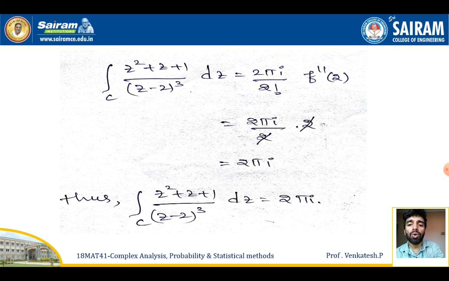So the integration over the region C, z square plus z plus 1 divided by z minus 2 whole cube dz, will be equal to 2 pi i by 2 factorial times f double dash of 2. On simplification, we'll get 2 pi i. So the final solution is the integration over the region C, z square plus z plus 1 divided by z minus 2 whole cube dz, is equal to 2 pi i.